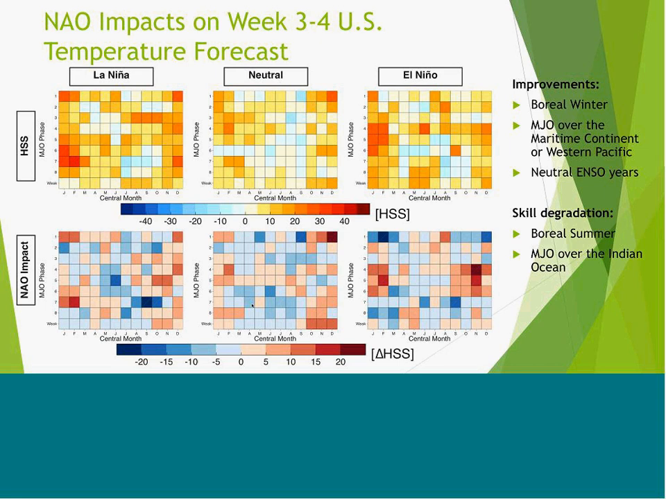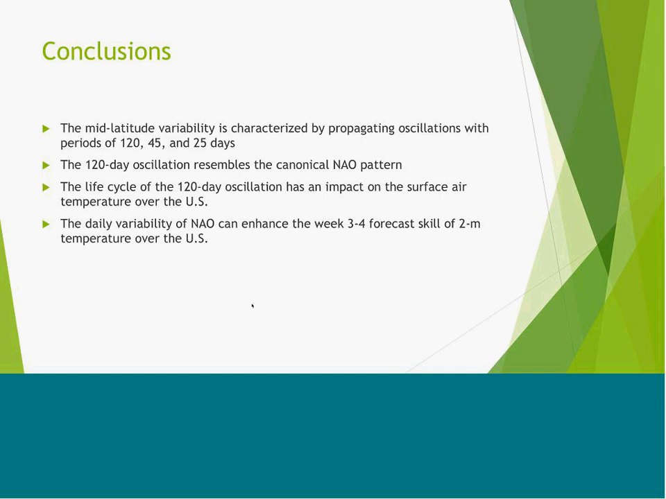So with this, I will conclude that our study so far shows that the mean latitude variability is characterized by propagating oscillations with periods of 120, 45, and 25 days. The pattern of the 120-day oscillation resembles the canonical NAO pattern.